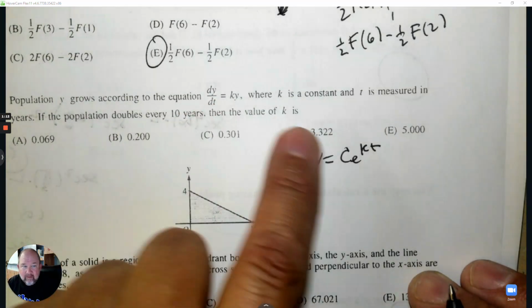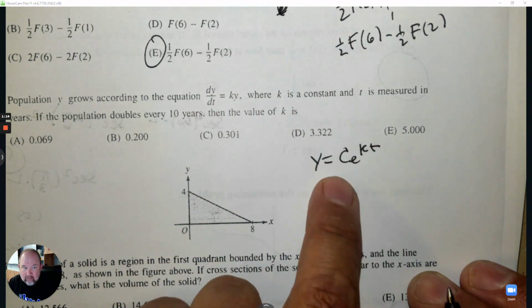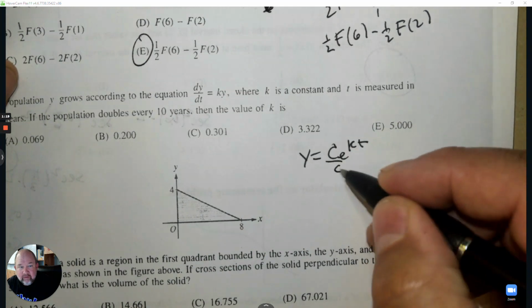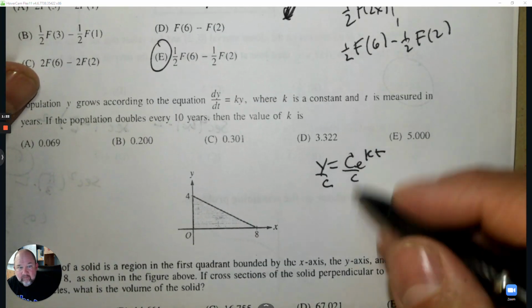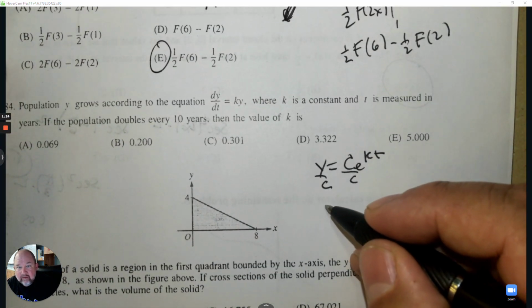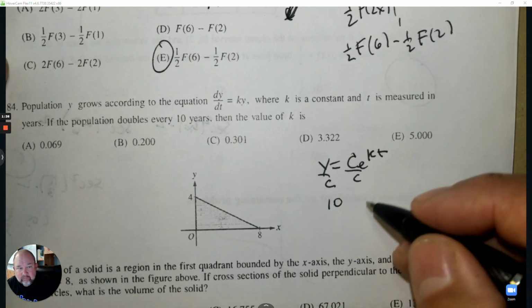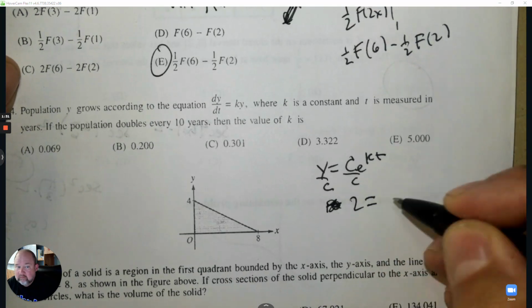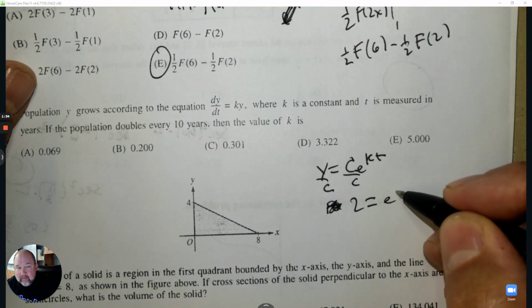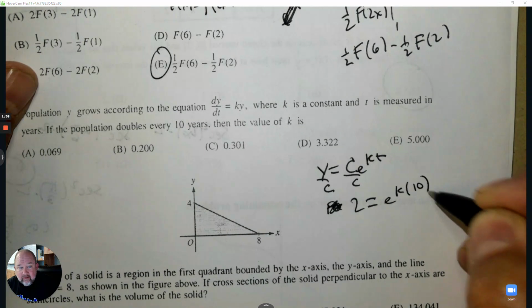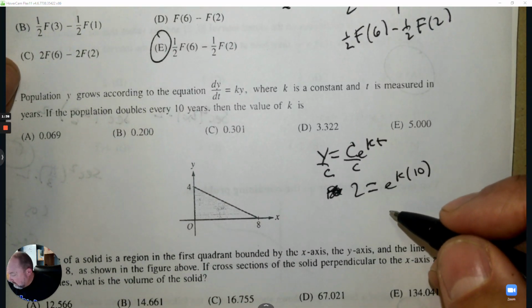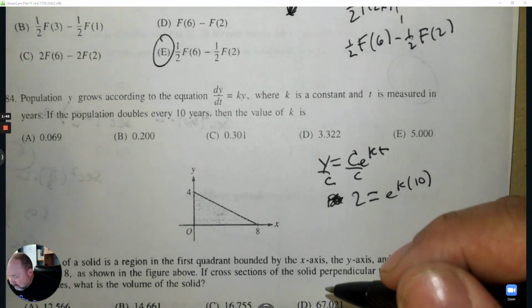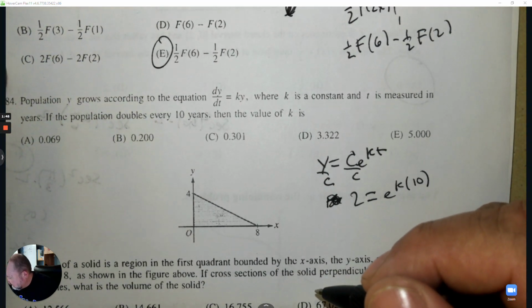when I integrate it, it's this population growth model of x that grows. And then it tells you that when you divide by c, it doubles. So it means 2 when it doubles. And then every 10 years. And then solve for k with your calculator. So if you solve that, just go solve, comma k. You get the answer A.